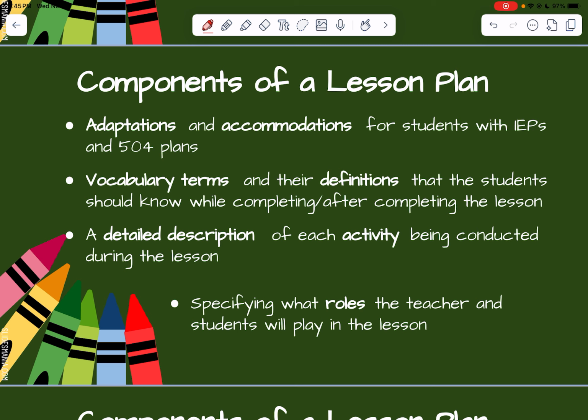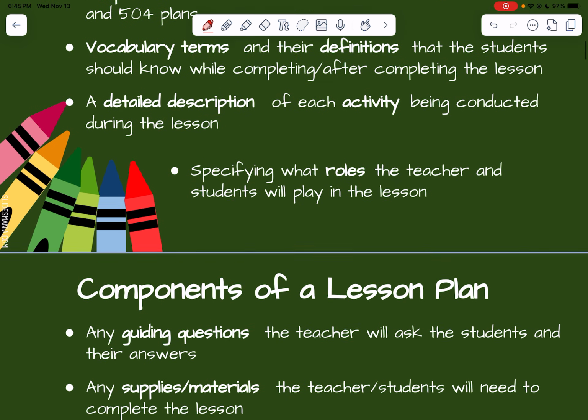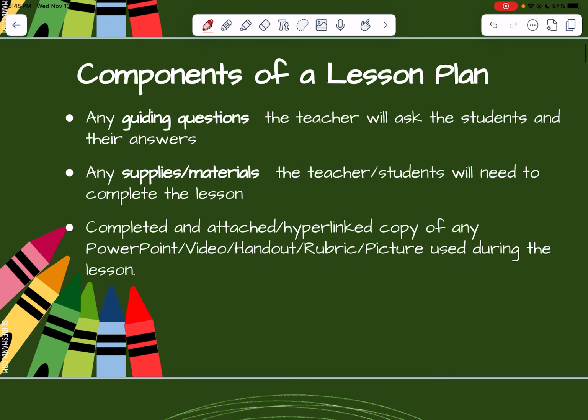You should have a detailed description of each activity that's being conducted during the lesson, and you should be specifying what roles the teacher and students will play in their lesson. I like to add any guiding questions that the teacher is going to ask the students, as well as potentially some common answers that you might receive. Also, any supplies or materials that the teacher and students will need to complete the lesson in each of the different stages is helpful.